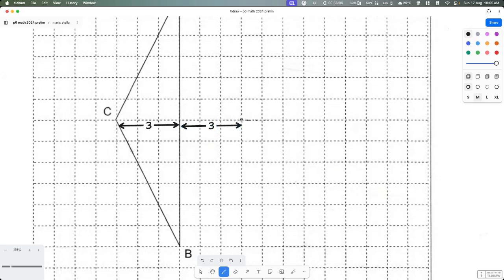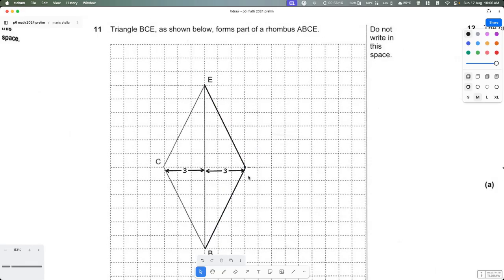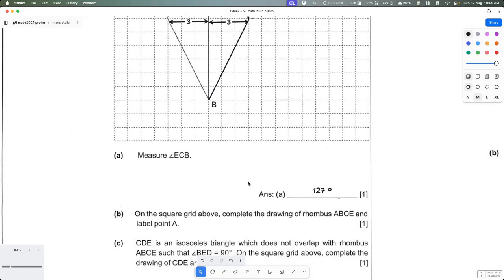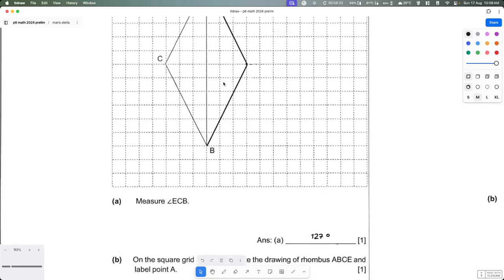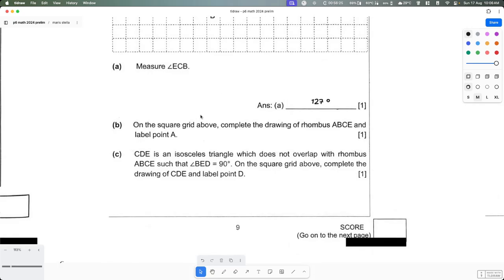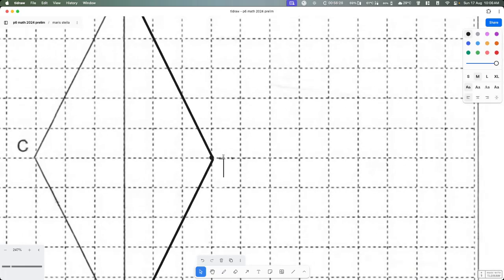So I'm just going to put a little dot here, and then after that you can just draw a straight line from this to this angle over here. There you go, and that's it. This is basically the rhombus. But make sure to use a ruler. Okay, that's it. And then make sure to label the point A as well. If not, they won't give you the marks.